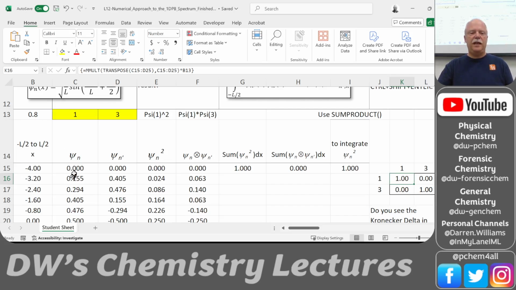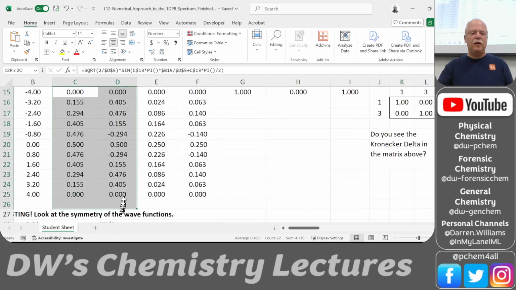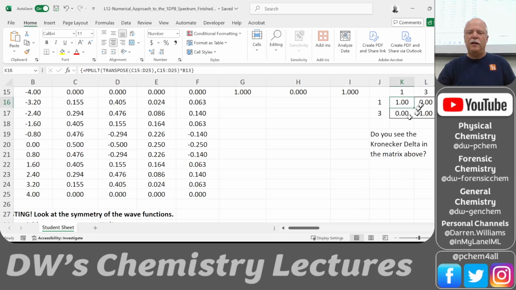But essentially, it's taking this block of wave functions here, turning them sideways, and then multiplying them by that same block, so that the top row times the first column added together will give you this top cell here. So this is what we see in orthonormality, and this is the Kronecker delta.